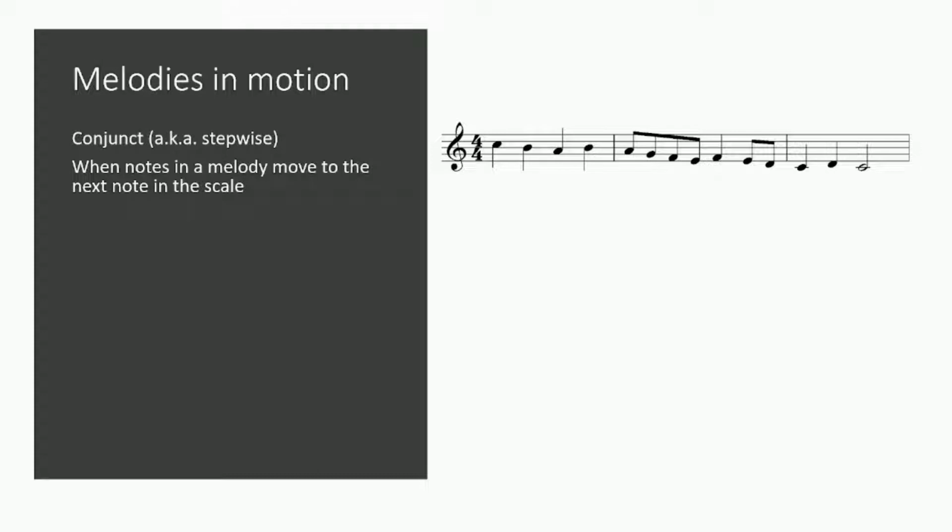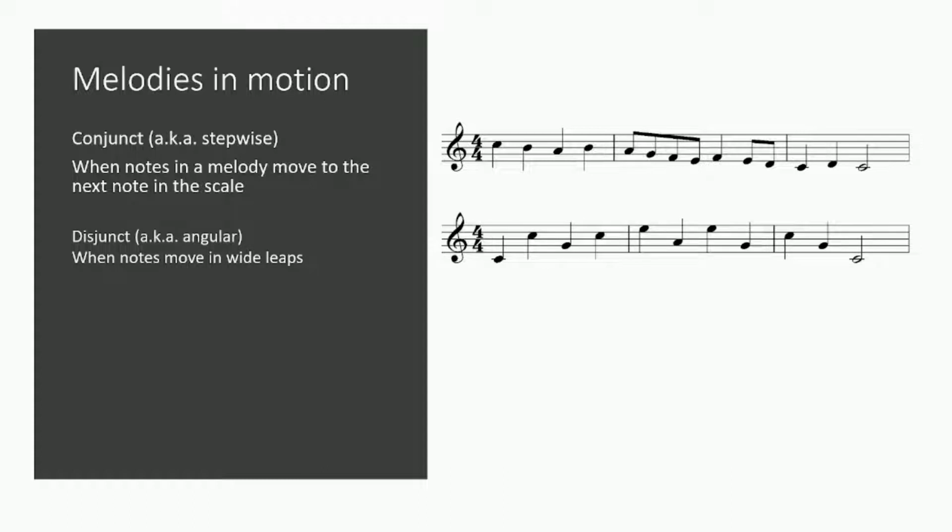But here is what an entire phrase can look like. And this particular kind of melodic phrasing is called conjunct, also known as stepwise. It's when notes in a melody move to the next note in the scale. And we have the opposite, disjunct, also known as angular, which is when notes move in wide leaps.